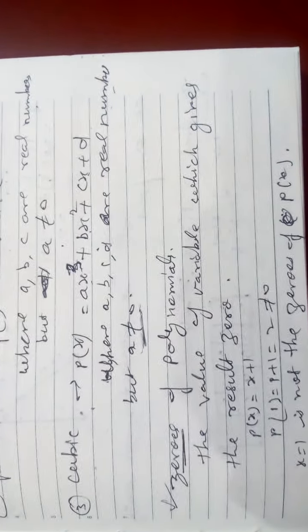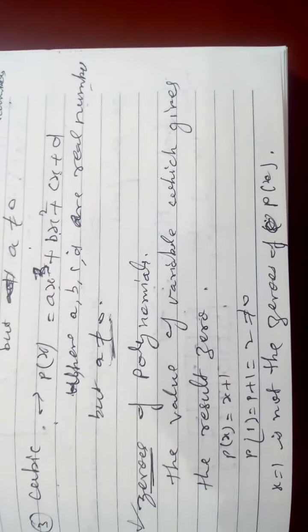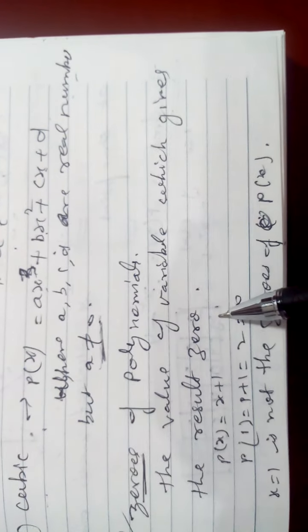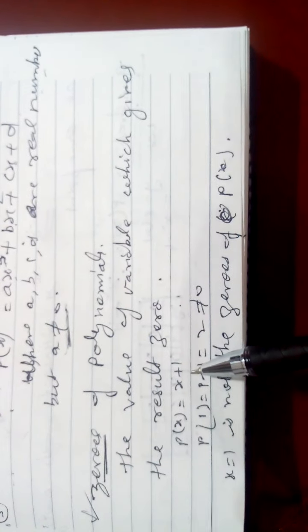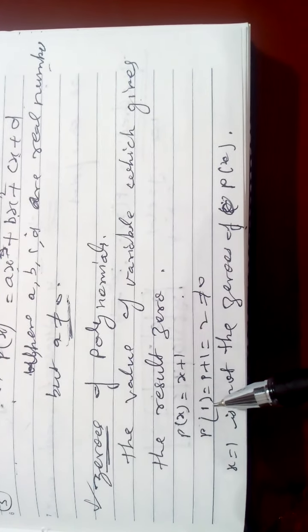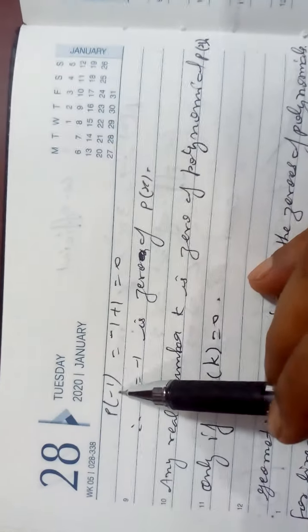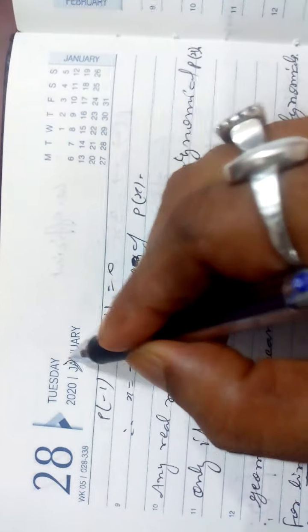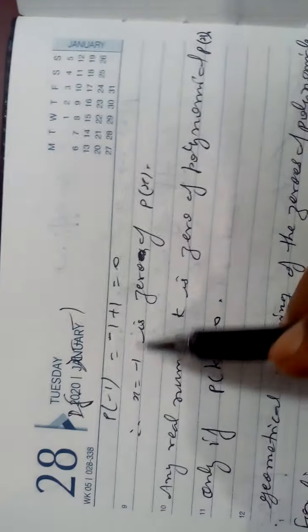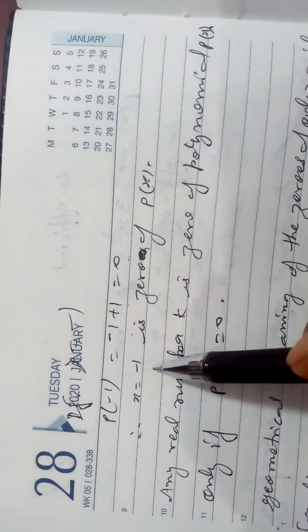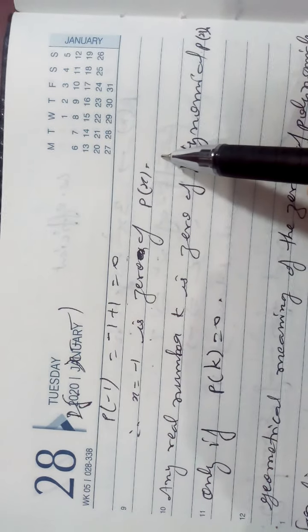Zeros, what is the meaning? This also you know in class 9. Zeros of the polynomial means the value of the variable which gives the result 0. For example, p(x) is equal to x plus 1. When the value of x I am writing 1, then 1 plus 1 is not equal to 0. So 1 is not the zero of p(x). Suppose here p(minus 1): I am putting x is equal to minus 1. Minus 1 plus 1 gives you 0. So x is equal to minus 1 is the zero of p(x).